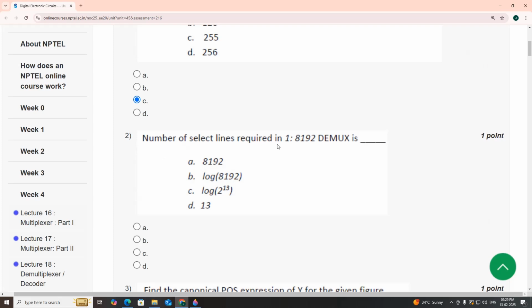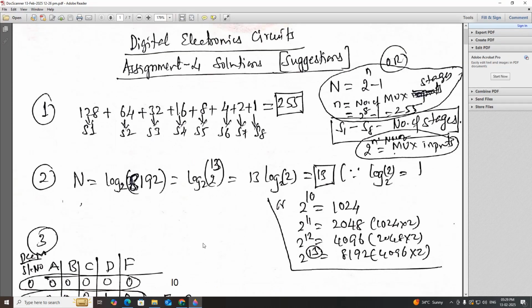Number of select lines required in the case of 1:8192 demux is. So how to do this one? You can simply use this formula. n is equal to log base 2 of 8192.